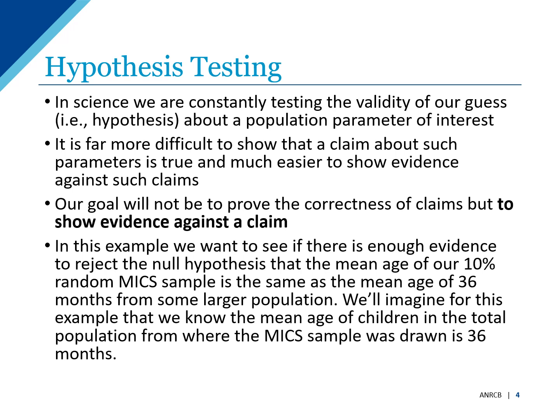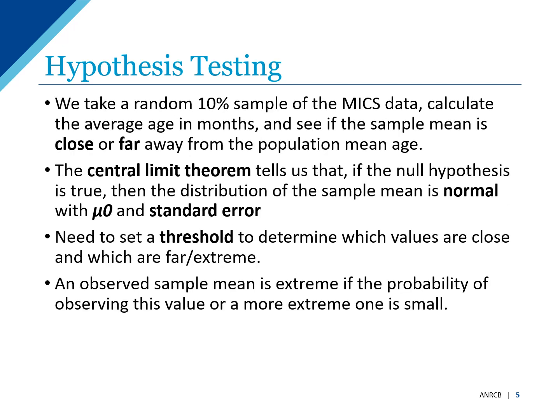In this example, we want to see if there is enough evidence to reject the null hypothesis that the mean age of our random mix sample is the same as the average age of 36 months from some larger population. In this example, let us imagine that we know the mean age of children in the total population from which the mixed sample is drawn is 36 months. We then take the random 10% sample of the mixed data, calculate the average age in months, and see if the sample mean is close to or far away from the population mean age.